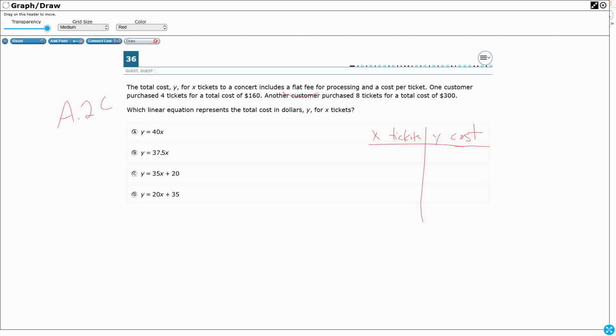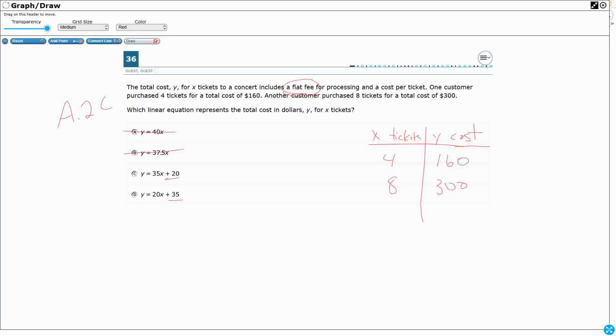We have a flat processing fee. So when we have a flat processing fee, that means it's a constant, not tied to a variable, which means I'm thinking it's going to be slope-intercept form there. It's not necessarily going to be direct variation. So we can probably already get rid of A and B. And then we got a cost per ticket plus that flat fee. So we've got 4 tickets for $160. We get 8 tickets for $300.